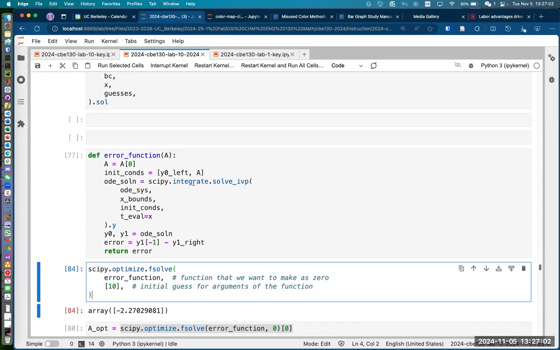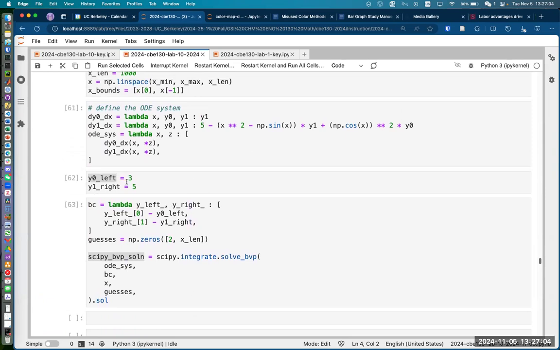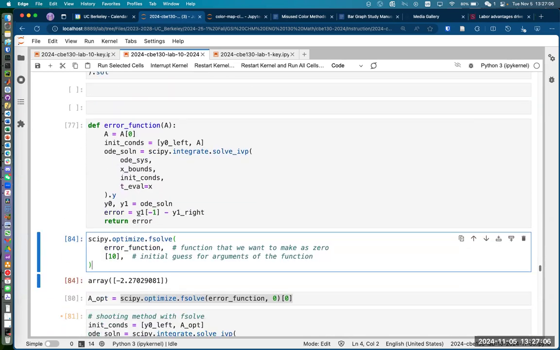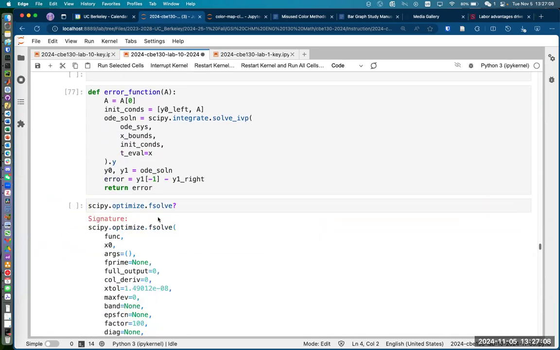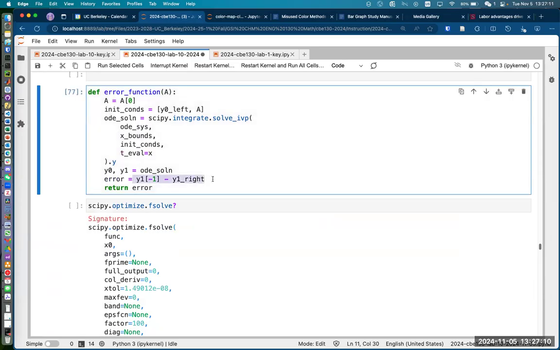If you're copy and pasting, remember to change your boundary conditions. And when you're calculating within the error function, also change the error.